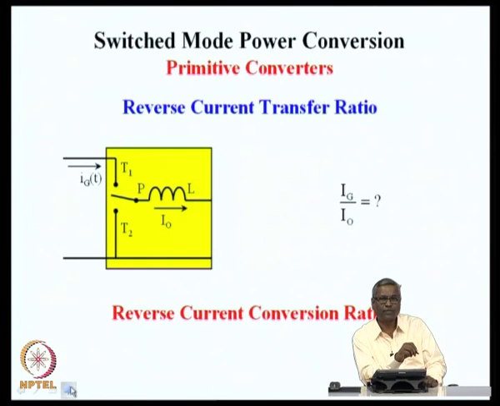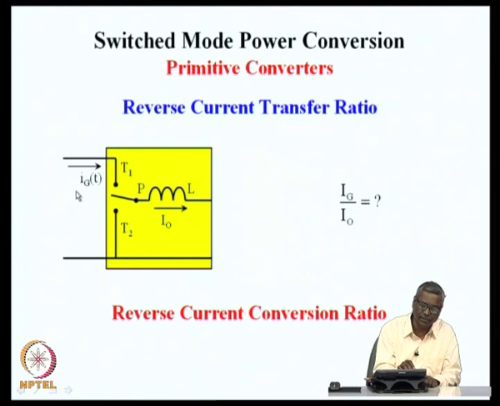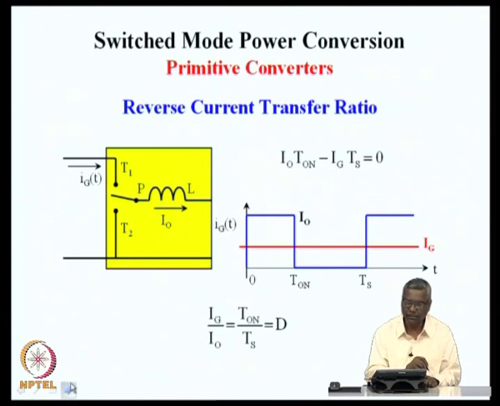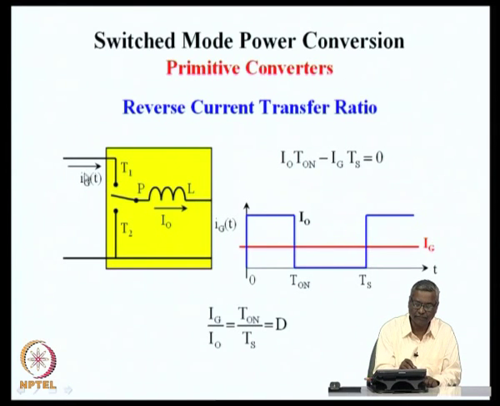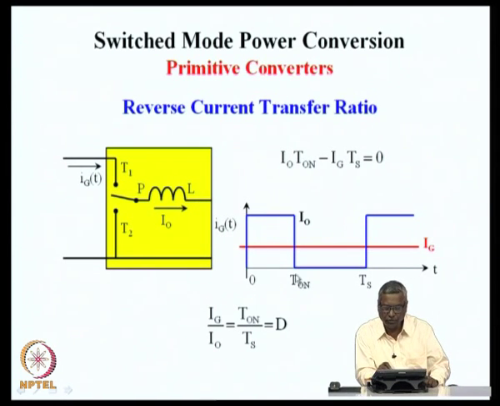The second performance measure in any converter is the ratio of the average input current in relation to the average output current. The reverse current conversion ratio is the ratio of the average value of this Ig of t divided by the output current I naught. This ratio is called the reverse current conversion ratio, and this can be obtained by simply averaging the current waveform Ig of t. What I have shown here for one cycle, the average current of Ig of t is given by the red line Ig.